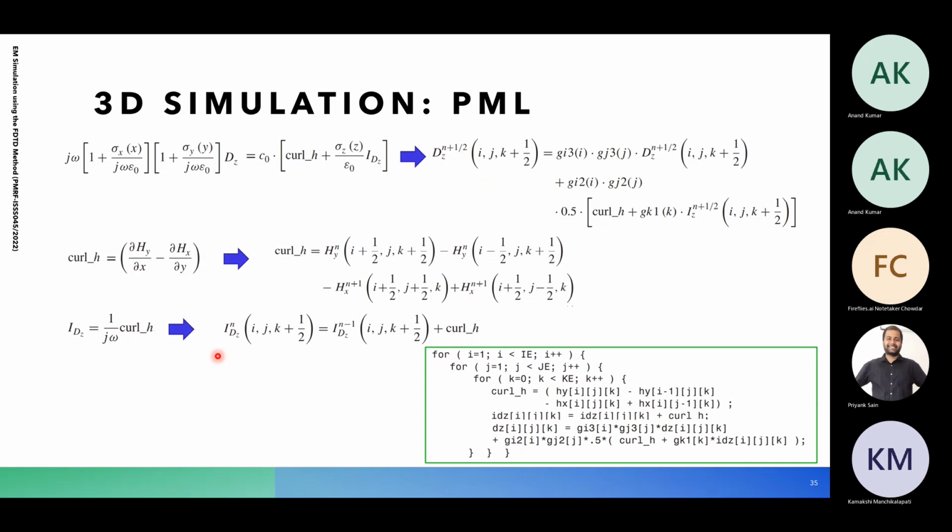So it will look like this, and the final update equations that you write inside the code will look something like this. So you run it for all the values, and for idz and dz over here, for these three update equations written over here. This is what you do for PML.